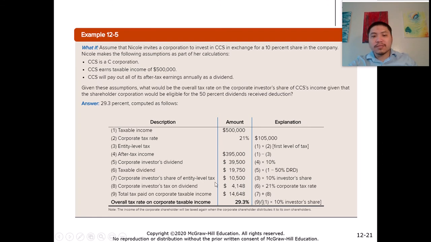Because this corporation still has its share of the corporate tax that CCS has paid, which is 10% of the 105,000 right here. So that's why we have the corporate investor's share of the entity level tax at $10,500. So we add these two up, and that's going to give us 14,648. And this is the total amount of tax that these corporate investors had to assume on the income that they receive from CCS.